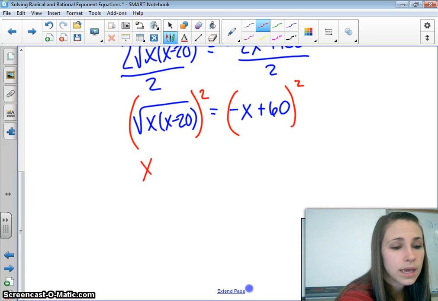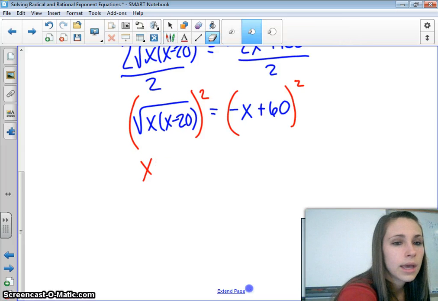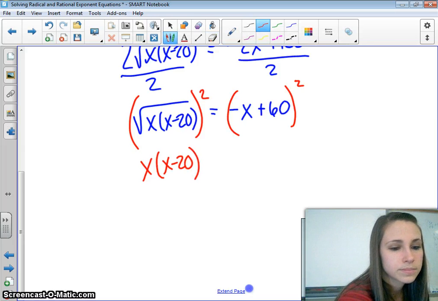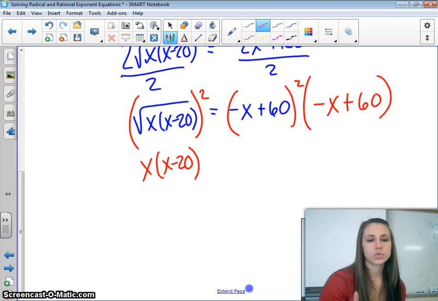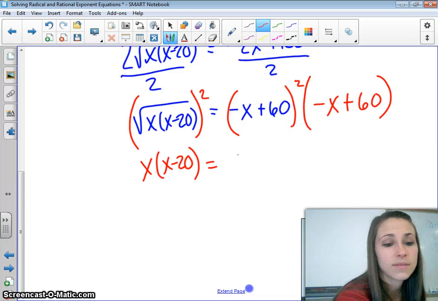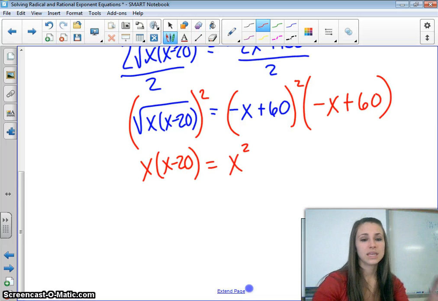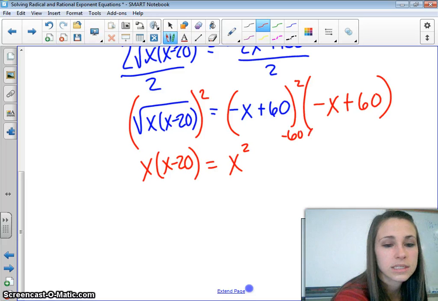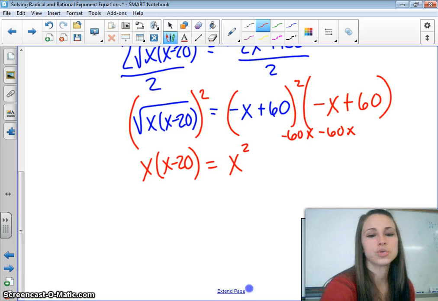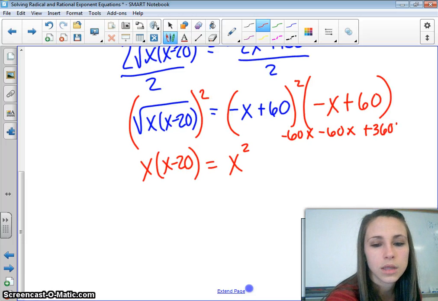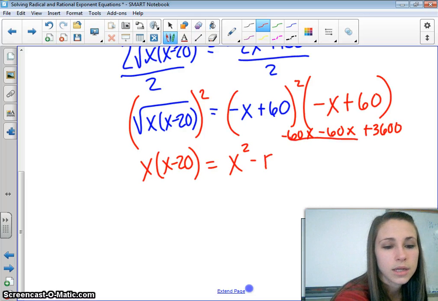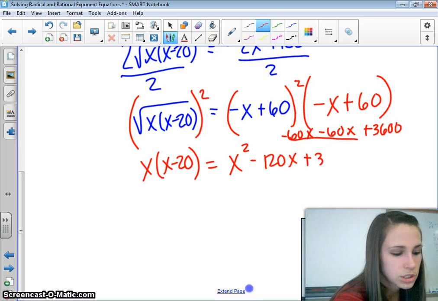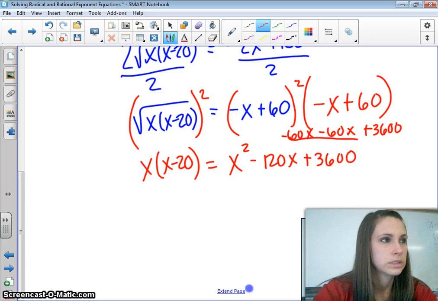So this is going to be x times x minus 20, no square root. And then when I FOIL this out, this is what I'm going to get. Negative x times negative x is x squared. The outsides are going to give me a negative 60x. The insides give me a negative 60x. And then the last two, 60 times 60, is going to give me 3600. So then when I combine these, that's going to be minus 120x plus 3600.